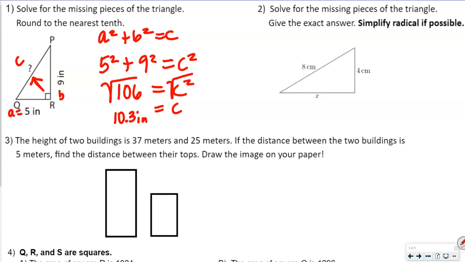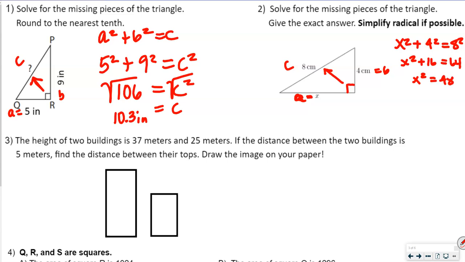Okay, then this next one, same thing. I'm going to draw my right angle over here. Opposite the right angle is going to be my c. I'm going to label this my a, the x the a, and this b, okay? So I'm going to get x squared plus 4 squared equals 8 squared, okay? So that's x squared plus 16 equals 64. We're going to subtract the 16 from both sides. So that gives me x squared is equal to 48. So we're going to take the square root of both sides.